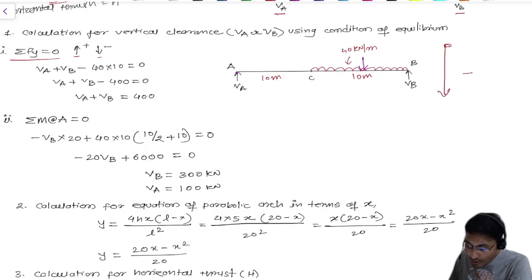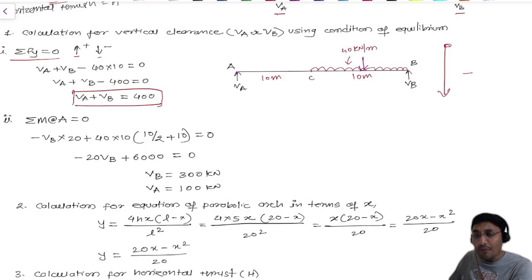So VA plus VB minus 400 equals 0. 40 into 10 becomes 400, so VA plus VB equals 400. This is the first equation we have received. Now we have got one equation, but we also need to identify one of the unknown values from this beam. Only after that can we get the other unknown value.